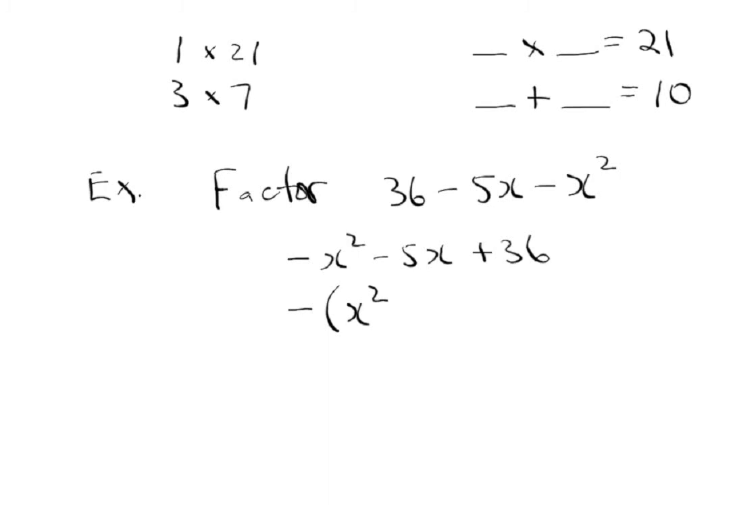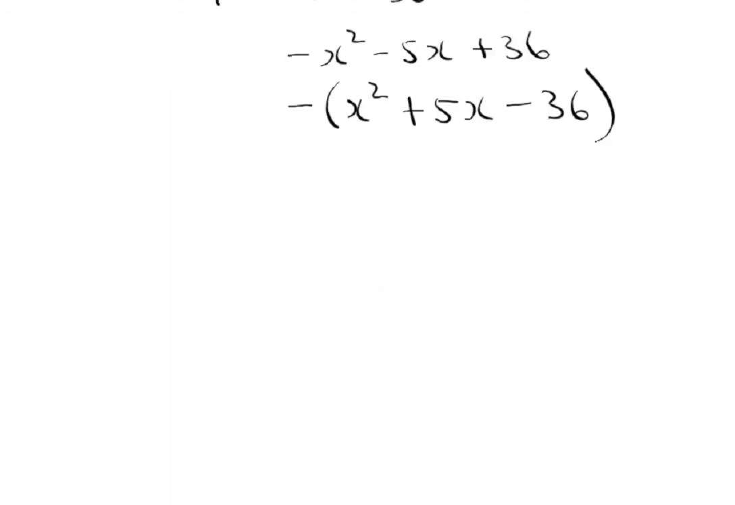So that would be negative, then bracket x squared. Then I have to think, well, this will be plus 5x. And then to make that plus 36 at the end, I need a minus 36. All right, so I carry on now. Whatever rearranging I had to do is already done. So now I'm just going to try to break it up into the two sets of brackets.